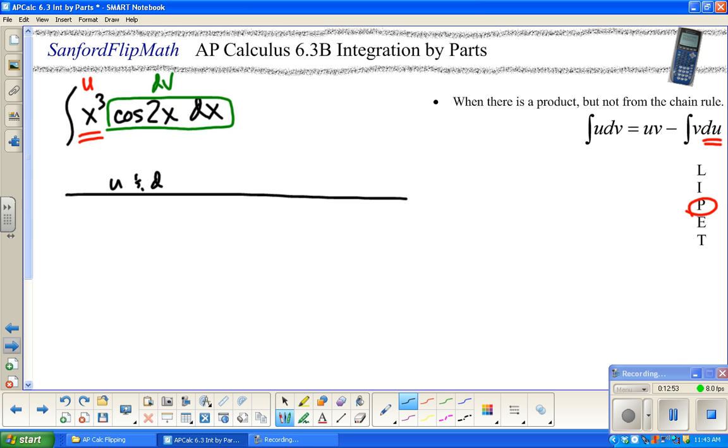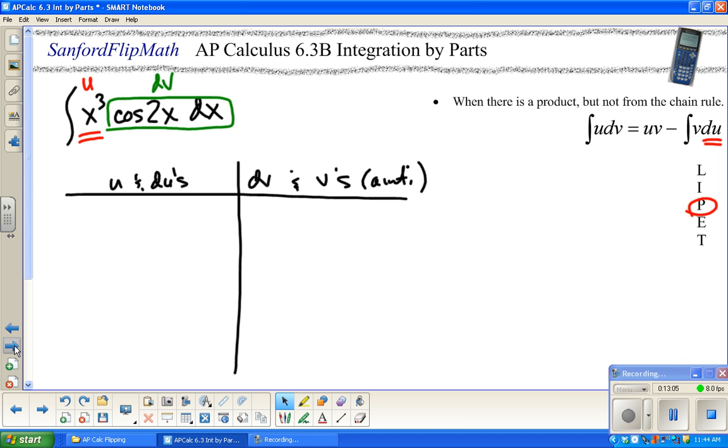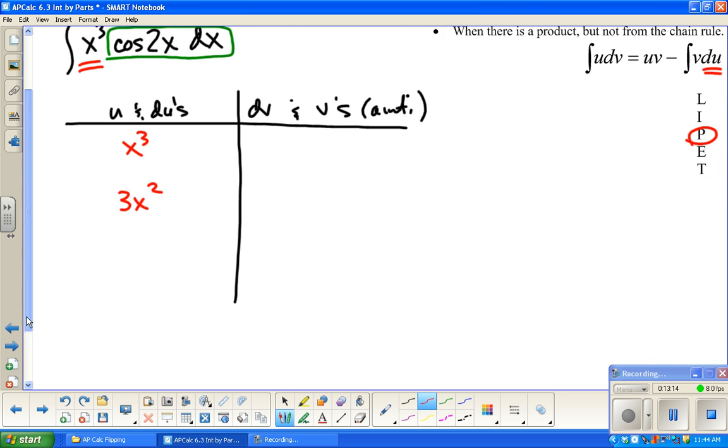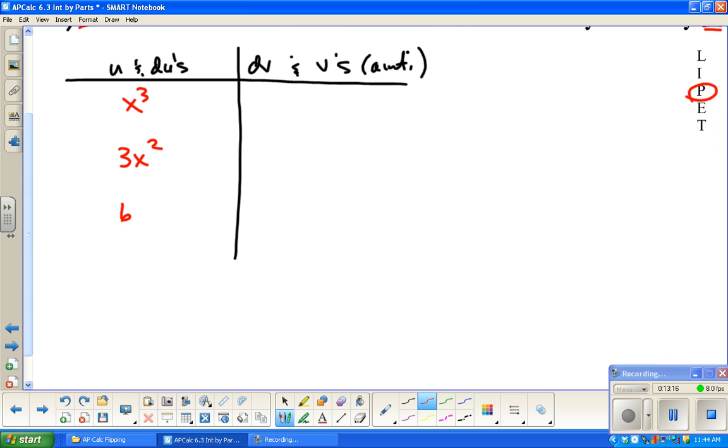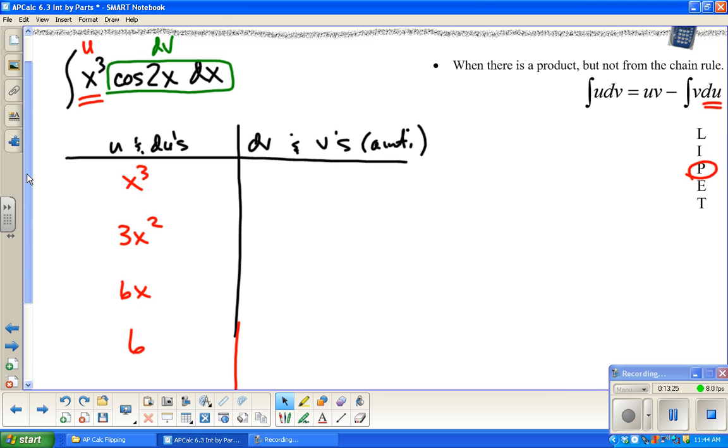U and the du's. That's funny. dv, sorry, and the v's. In other words, antiderivatives. Okay? All right, so let's start with u. I mean, not like you and me, but yeah. Okay, so x cubed, 3x squared. Again, I'm doing derivative until I get down to 0. 6x, still not to 0. Derivative of 6x is 6. Derivative of 6 is 0. Nice. Okay, I knew I was going to get there.